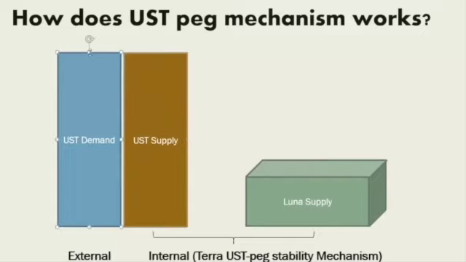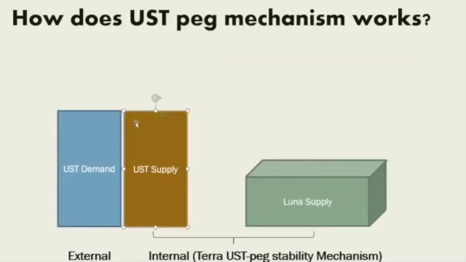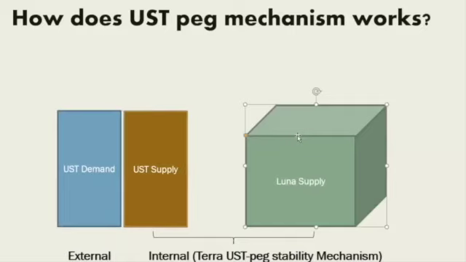Likewise, if a lot of people start selling their UST, then they have to bring down the supply, and they would buy UST off the exchange, and then mint Luna and profit from the difference. So this UST demand comes from external independent markets, and this UST supply is related to Luna supply. So this is the UST peg stability mechanism.